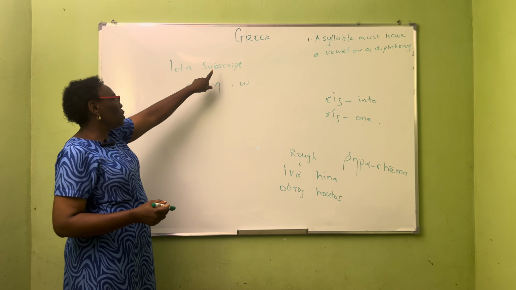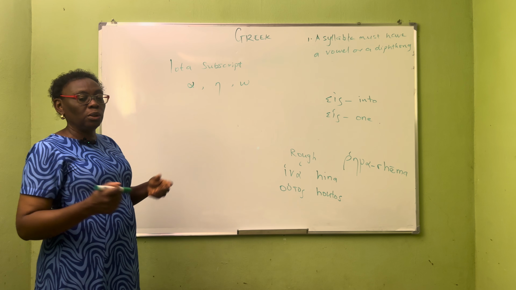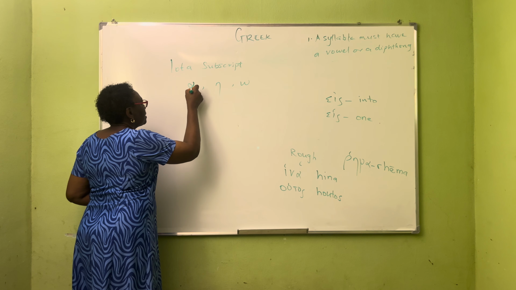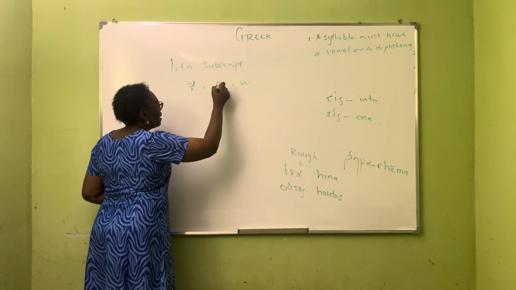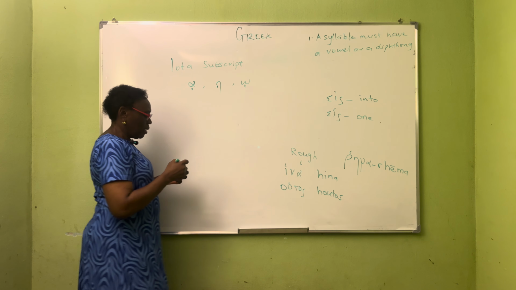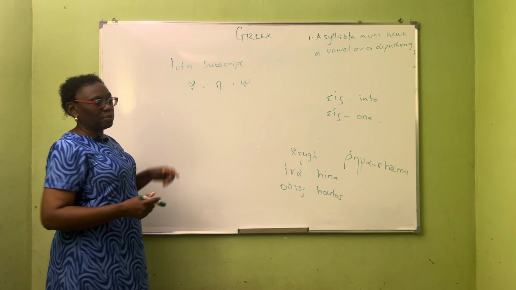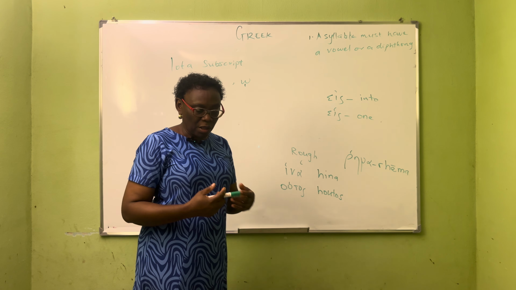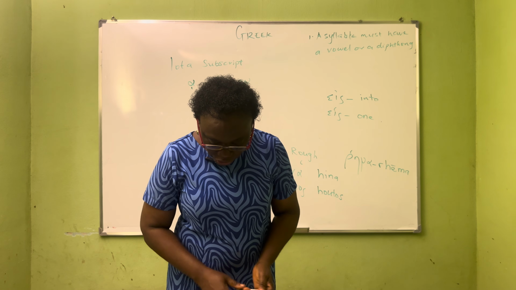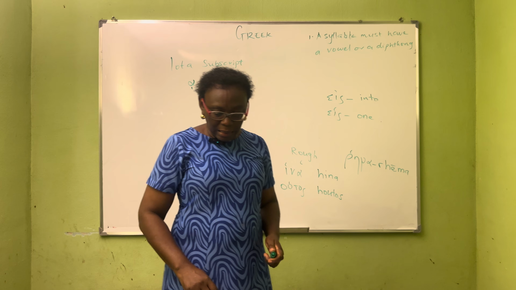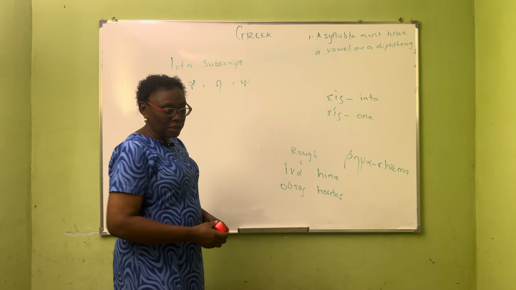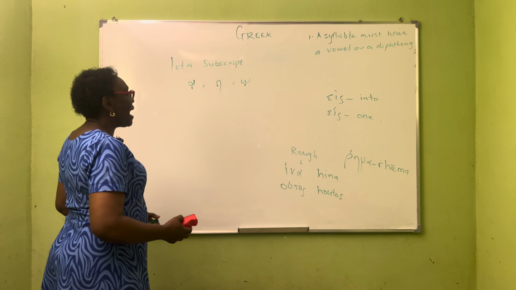Now, if it's going to have iota subscript, how would it look like? It will look like this here, it will look like this here, and it will look like this here. So this is the iota subscript. These are part of the features we find in the language. I think the other one I want to make mention of is the issue of accents.